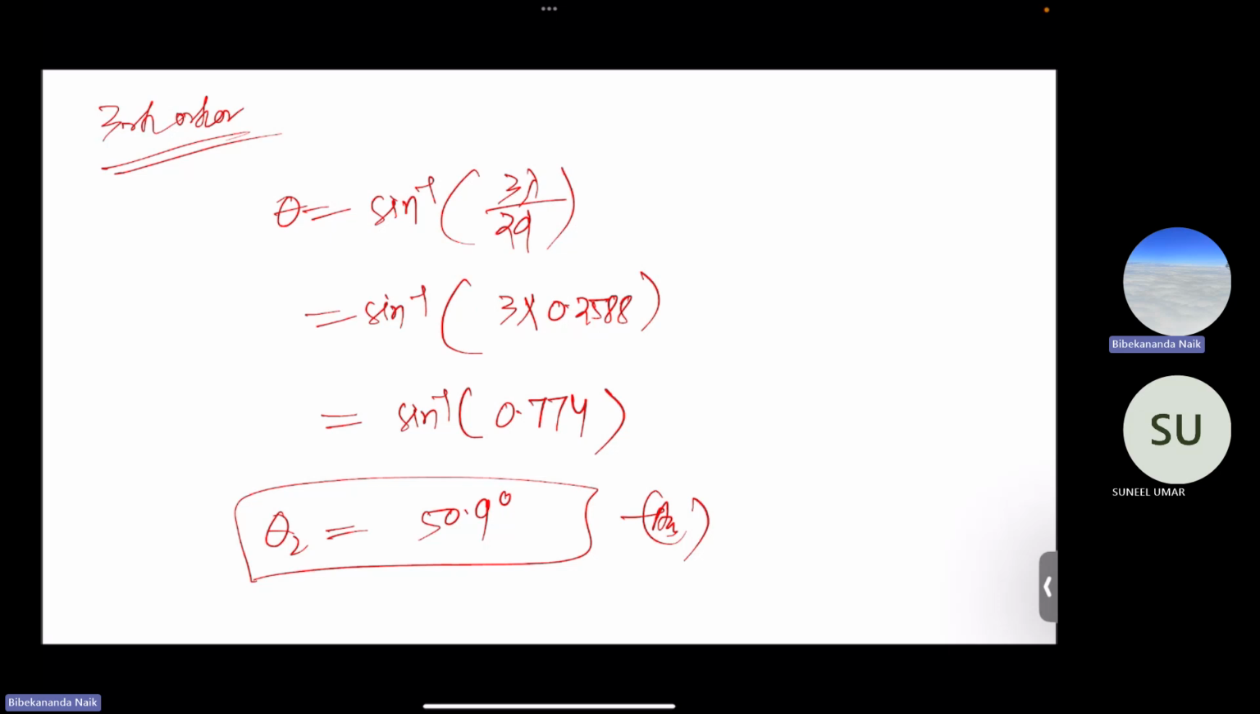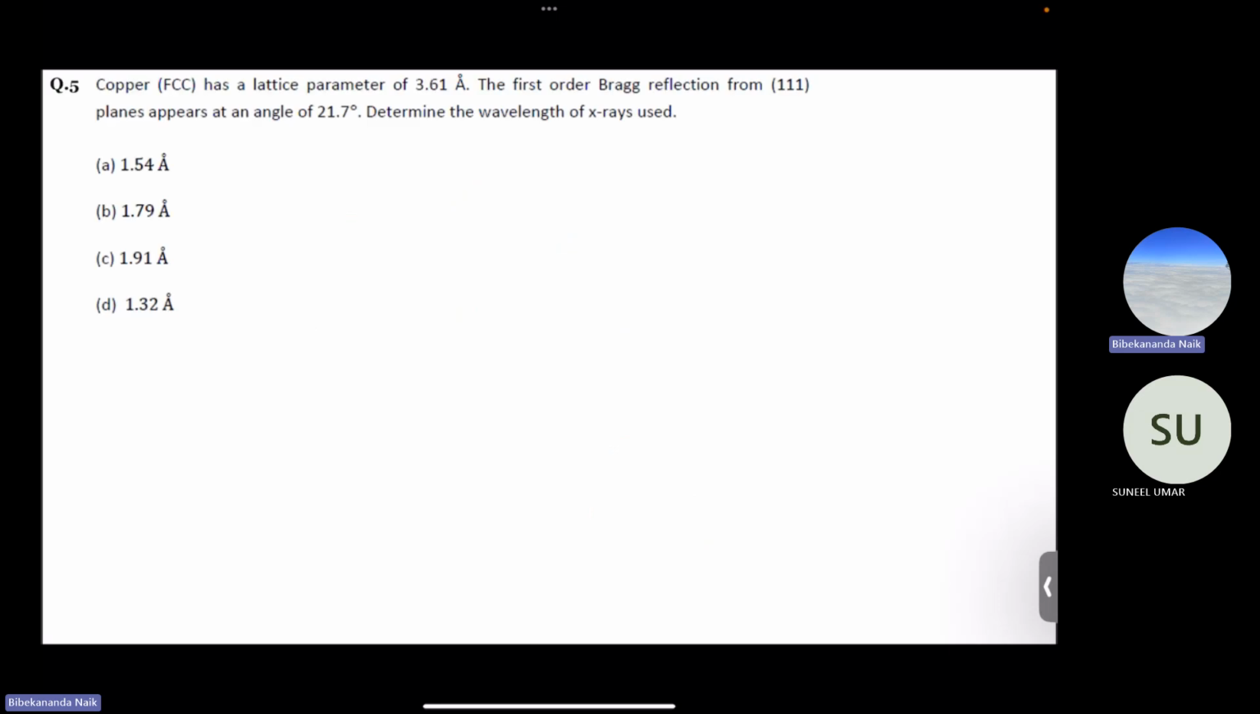Then we will move to the fifth question. The question says, copper, which has an FCC structure, has a lattice parameter of 3.61 angstrom. The first order Bragg's reflection from 111 plane appears at an angle of 21.7 degree. Determine the wavelength of X-ray used. The options are option A 1.54 angstrom, option B 1.79 angstrom, option C 1.91 angstrom, and option D 1.32 angstrom. So this is pretty much a straightforward question.